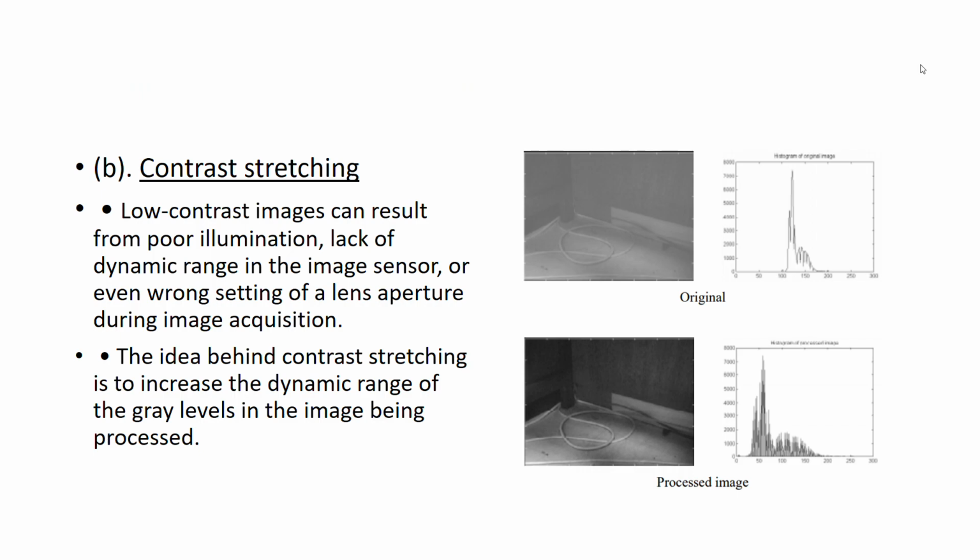So what is contrast stretching? A low contrast image can result from poor illumination or lack of dynamic range in image sensors, or even wrong setting of lens aperture during image acquisition. The idea behind contrast stretching is to increase the dynamic range of gray levels in an image being processed. On the right side again you can see an original image, and below it we can see the processed image using contrast stretching.